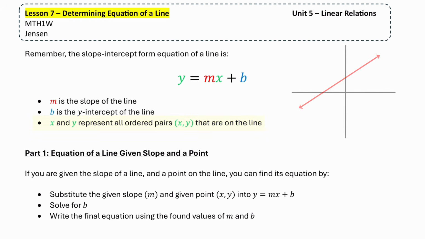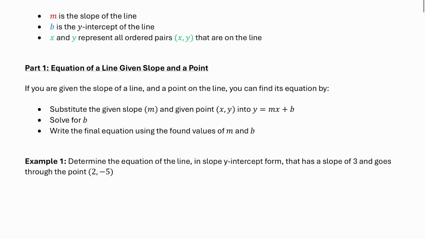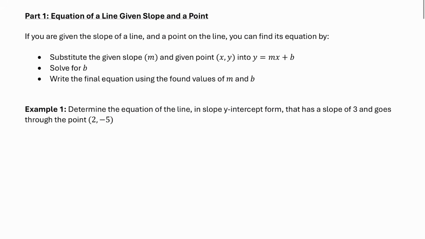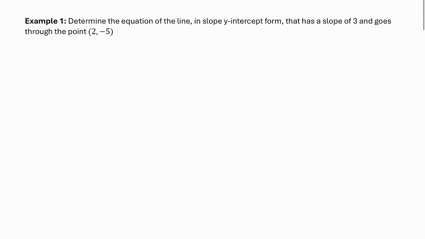So what we're going to do in part 1 of this lesson is find the equation of a line in slope y-intercept form when we're given its slope and a point on the line. So if we're given the slope of a line and a point on the line, we can find its equation by substituting the slope m and the given point xy into slope y-intercept form y equals mx plus b. Then we solve for b and write the final equation using the found values of m and b. So let's try that out for example 1.